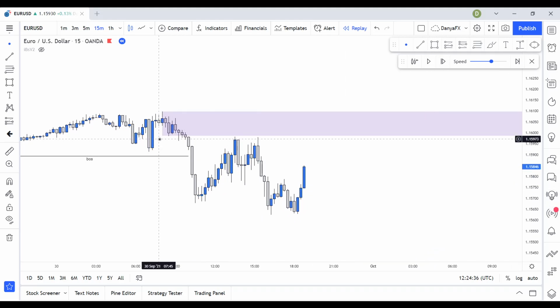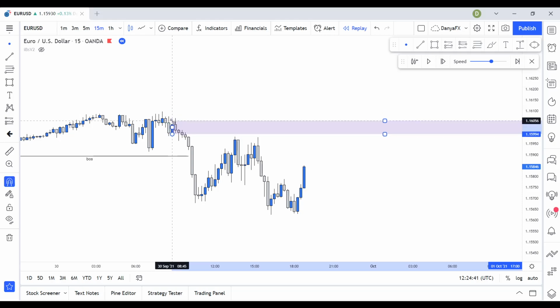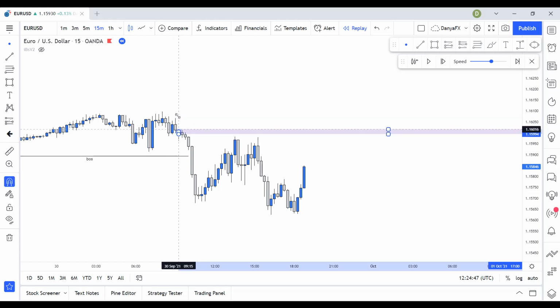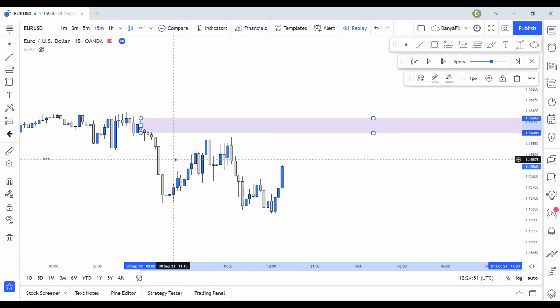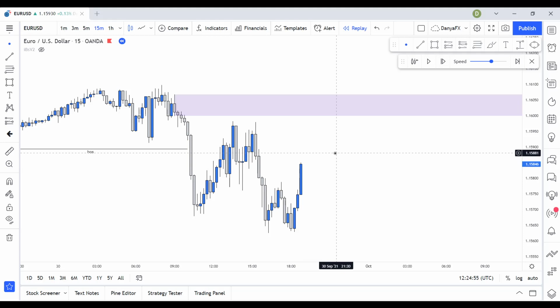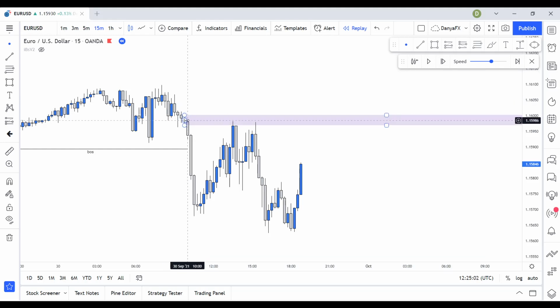So here the situation is pretty similar. Here is our last bullish candle before the down move. But since the next candle is within the range, I refine it to this candle, and this is our 15-minute refined order block. So you're probably wondering, why am I not refining it to this candle right here? Because this is the last candle before the impulsive move to the downside.